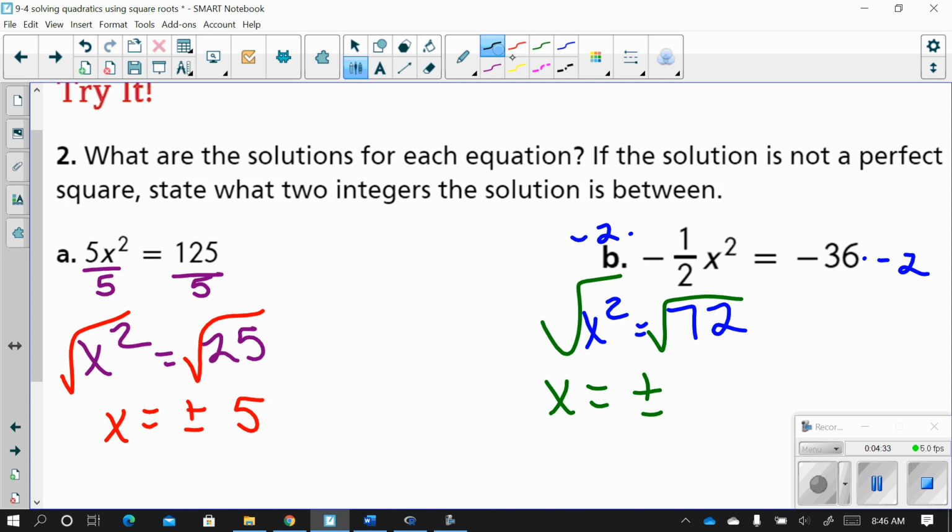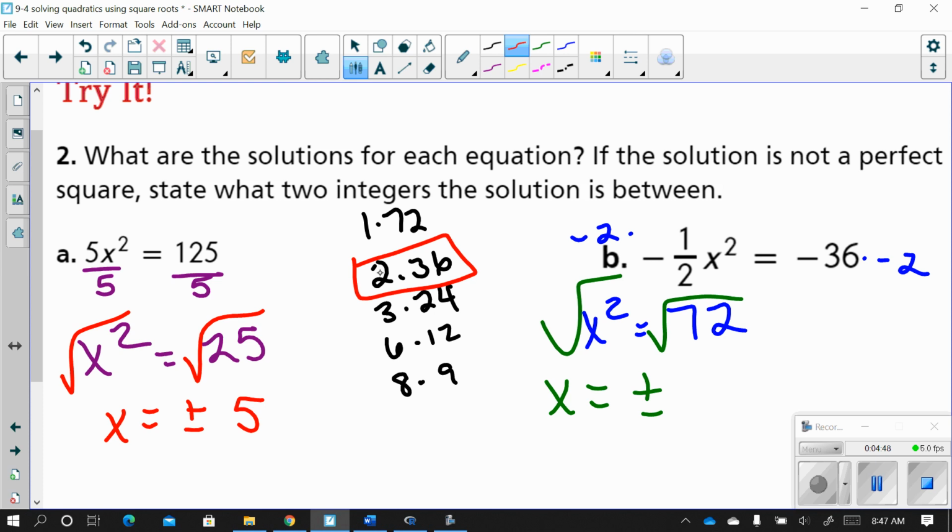Okay, so 72. 1 times 72. 2 times 36. 3 times 24. 6 times 12. And 8 times 9. Okay, this is my biggest one. So I have 2, square root of 36. I don't know a square root of 2, so I leave the square root of 2. Square root of 36 is 6. So positive and negative 6 square roots of 2.